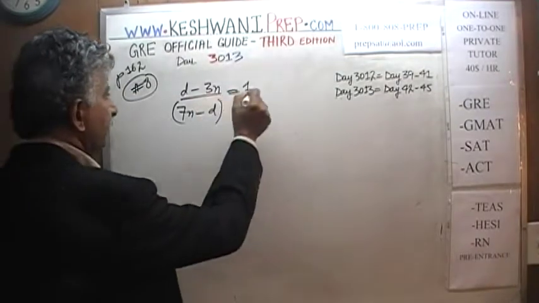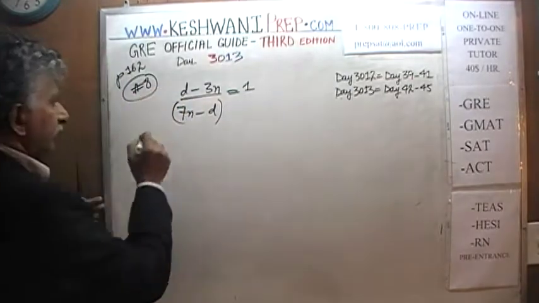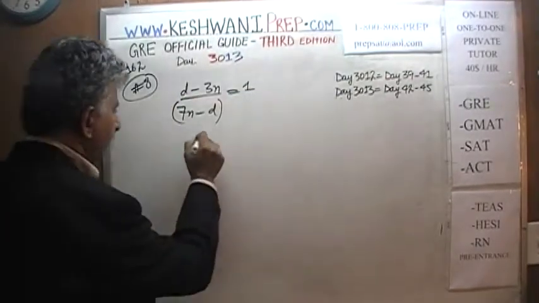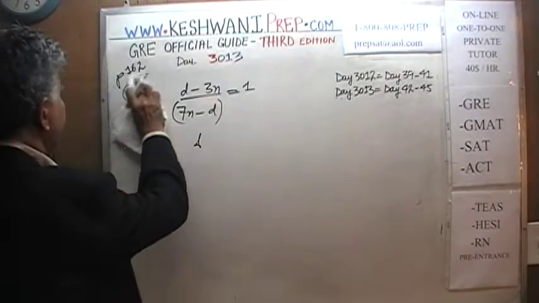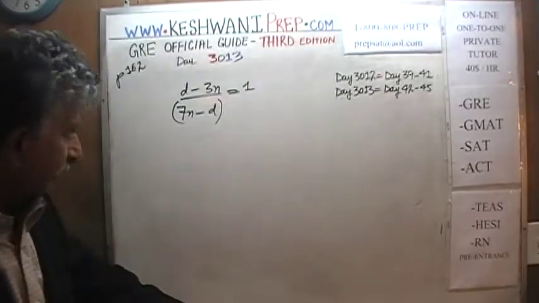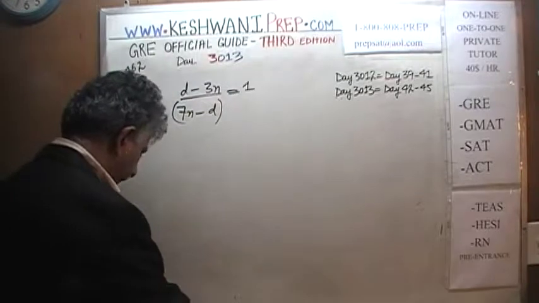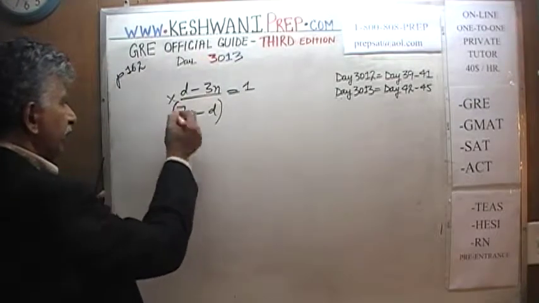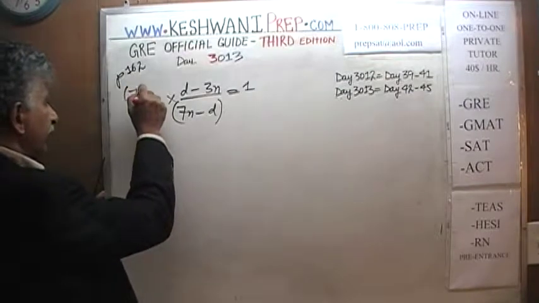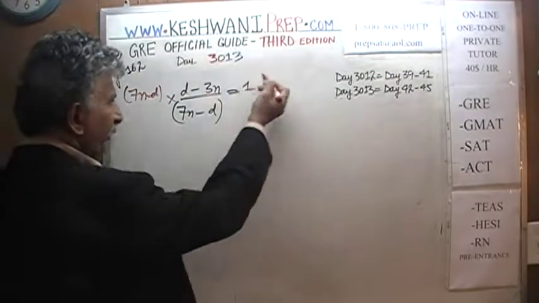Let's multiply both sides of the equation by, I left no room there. I'm just going to erase this thing. Let's do it in a different color. We're going to multiply. This is a baby step. I shouldn't have to show this to you, but I'm going to show you anyway. Multiply both sides of the equation by 7n minus d. In other words, bring this thing over there.